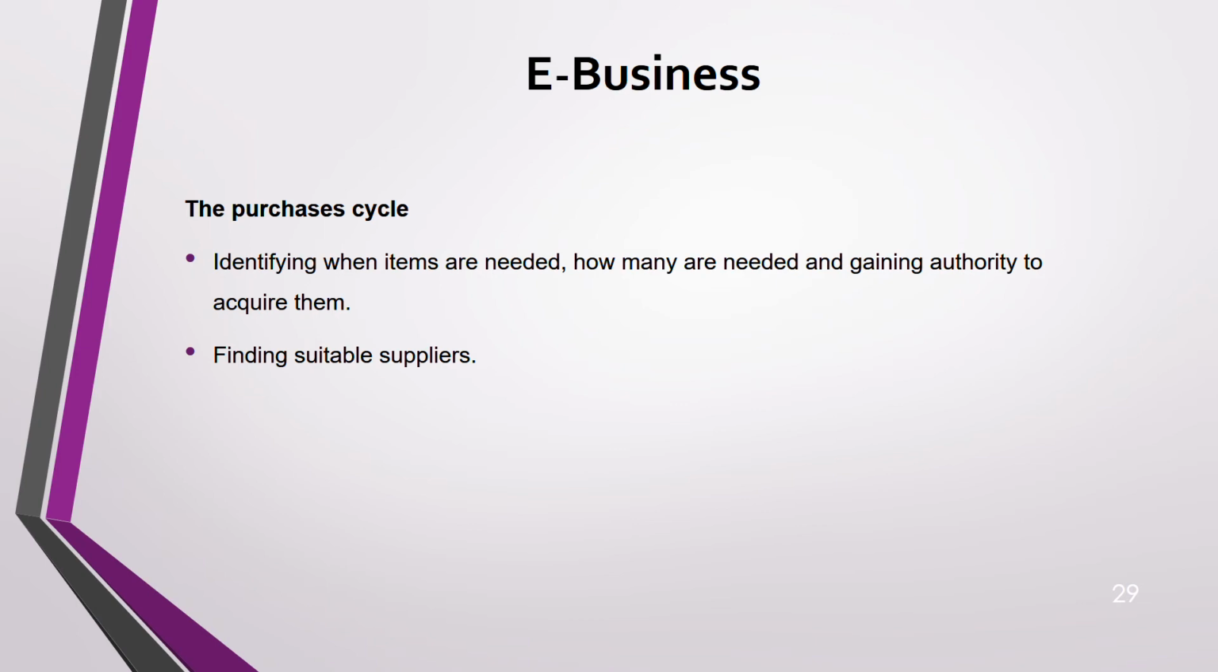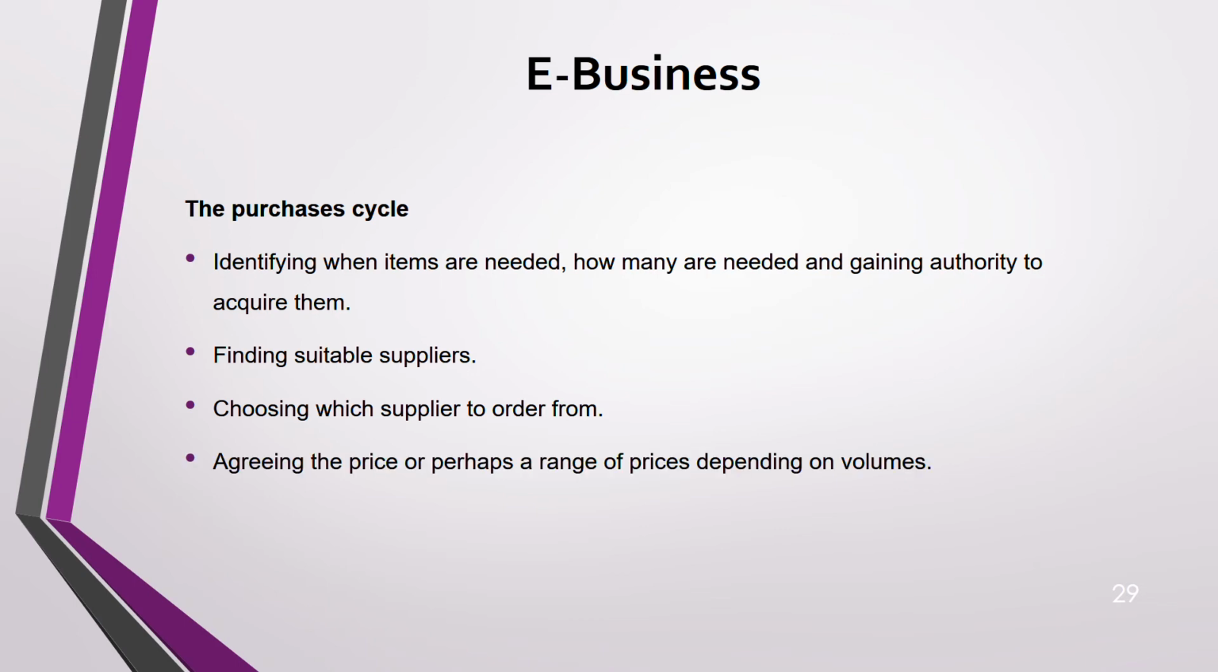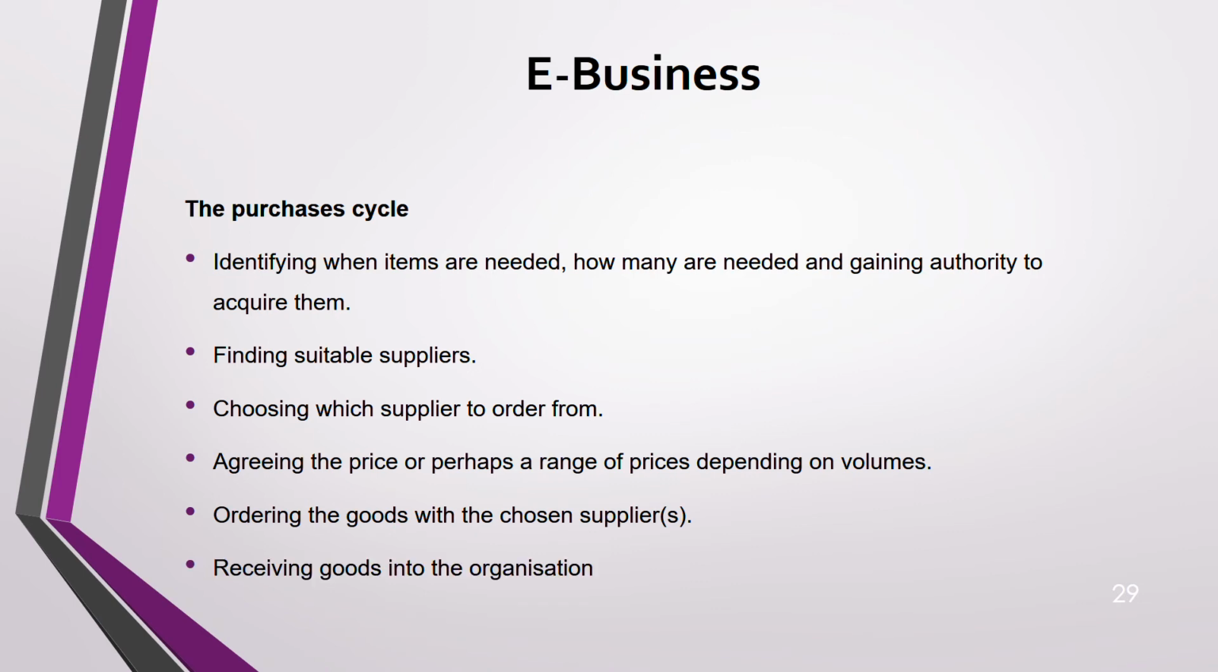Then you need to find a suitable supplier. Then you need to choose which supplier to order from. After having 3-4 suppliers shortlisted, decide which supplier based on the quality or the price or anything it could be. Then you agree the price, negotiate the price, or maybe a range of prices depending on the volume that you want. Then you order the goods from the chosen supplier and you receive the goods into the organization. This is the purchase cycle in any organization.